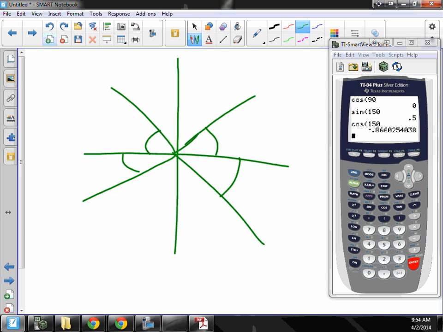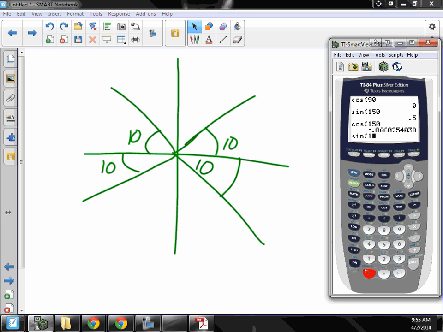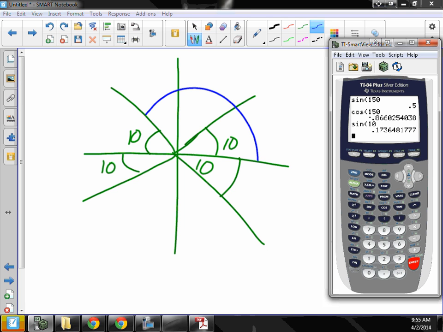So let's say, for instance, that I'm looking at 10 degrees. All of these reference angles are 10 degrees. So the sine of 10 is going to be 0.17. Well, if theta is 170, the sine of 170 should be the same. What would theta be in that case? Sine of 190, is it going to be the same?